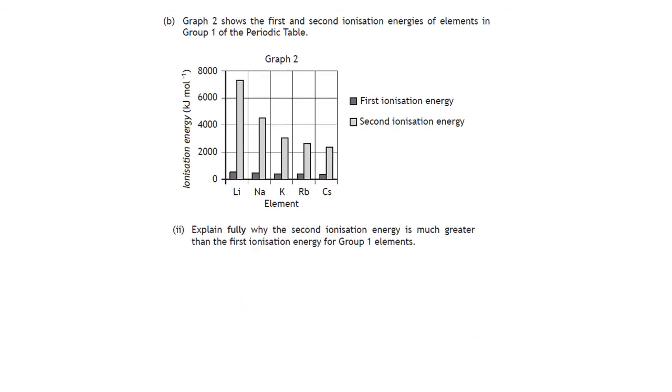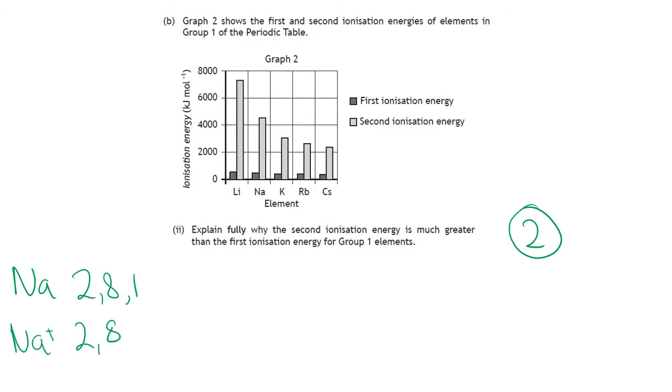Now, this question is a 2 mark question. The 2 mark question always requires more explanation. This is, why is the second ionization energy much greater than the first ionization energy? And just like the last longer question, what you need to do is have sodium as what you're starting with for the first ionization energy. It is 281. Na plus is 28.